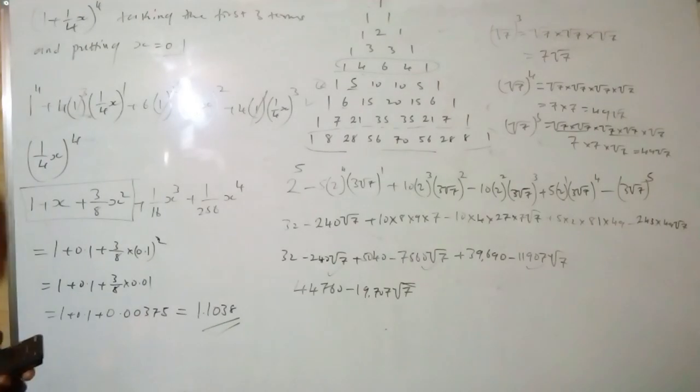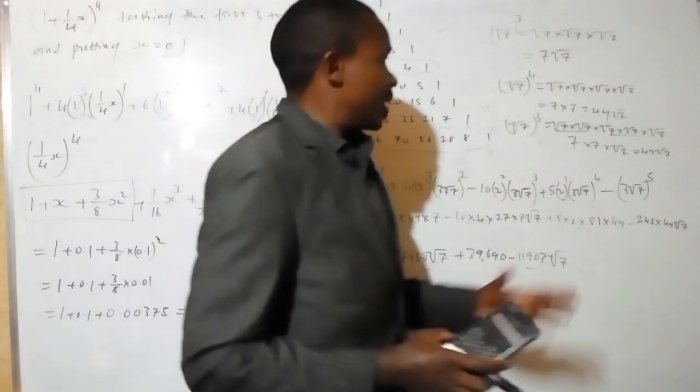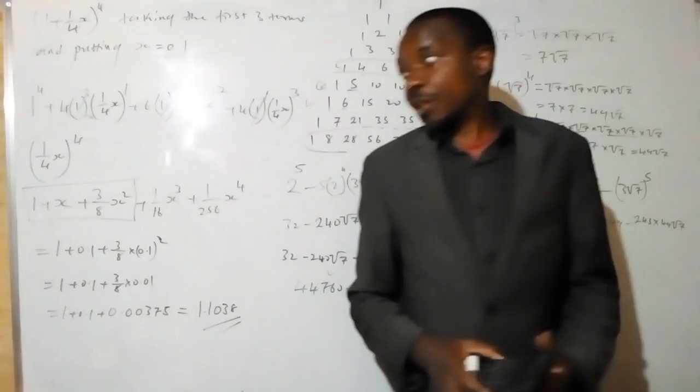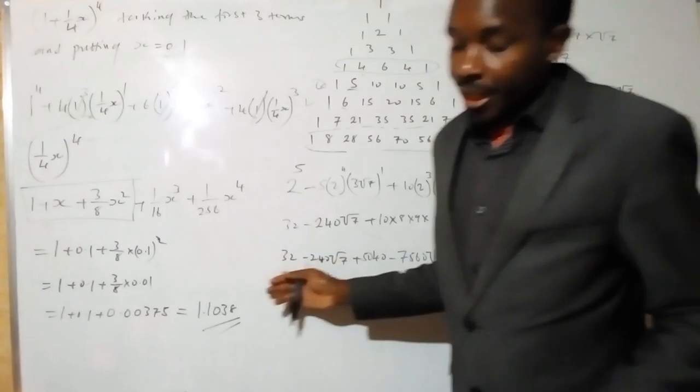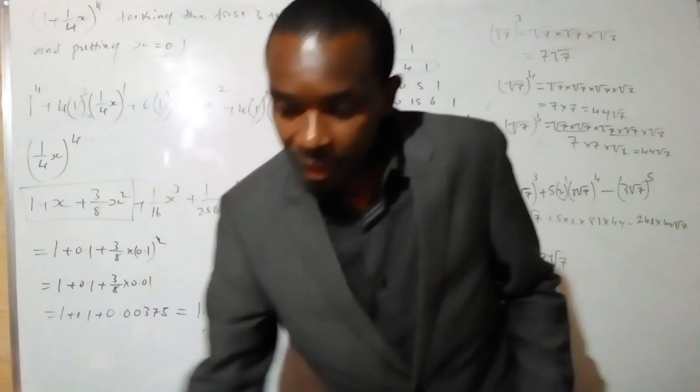Thank you for now. Hope you have learned something. This was binomial expansion, and it's in form 3, form 3 topic 12. Good.